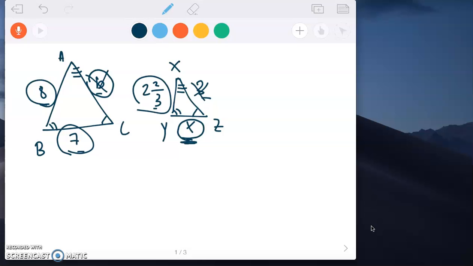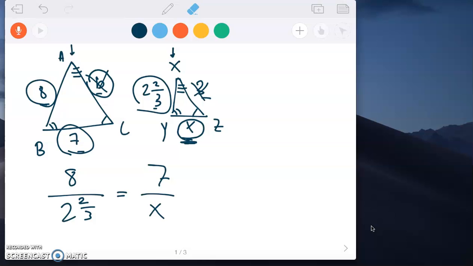So what we know then is that the ratio of 8 over 2 2/3 is the same as the ratio of 7 over X. I can't remember which order I typed it to you in that email, but it doesn't matter. You could flip the order as long as you keep one triangle's measurements in the numerator and the other triangle's measurements in the denominator. That's the most important thing, that the same triangle is on top on both sides of the equal sign.